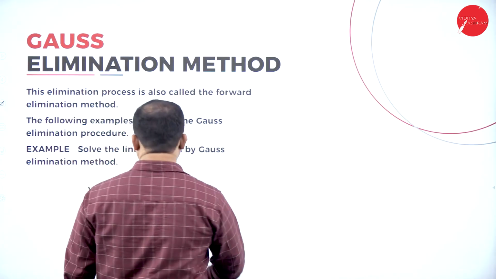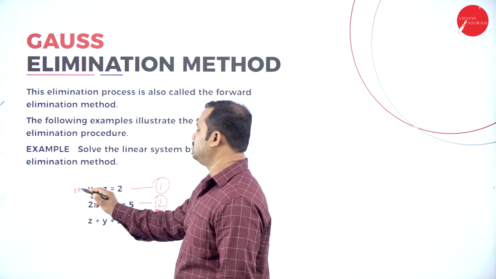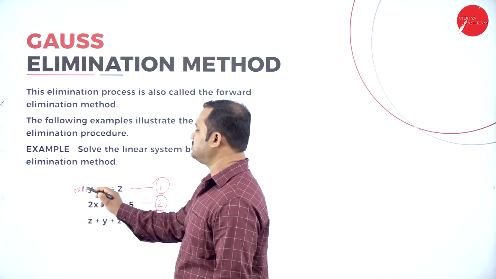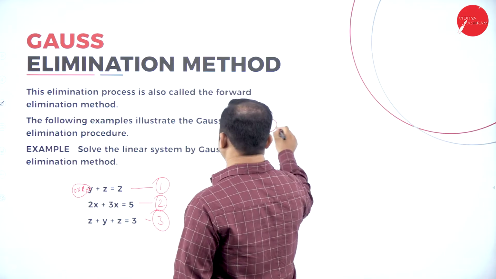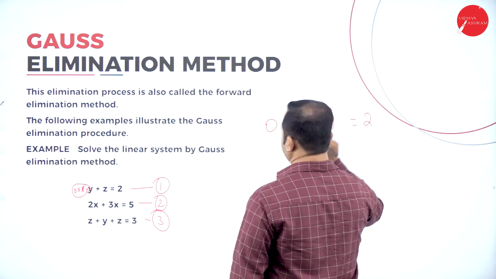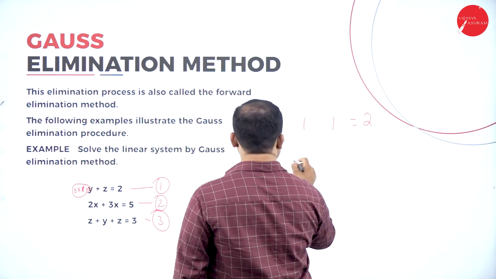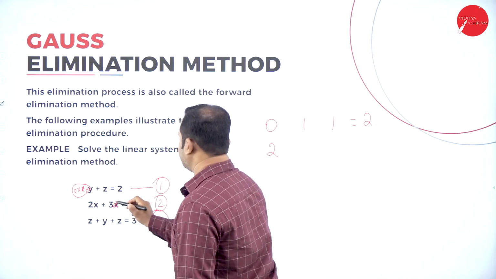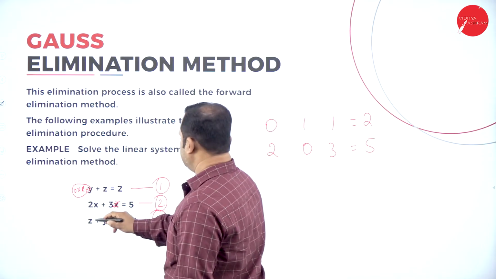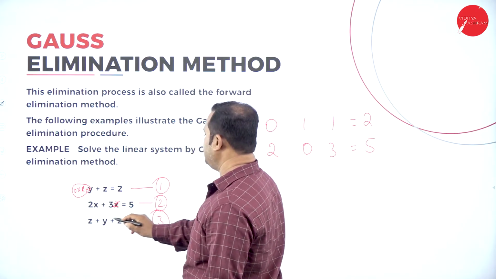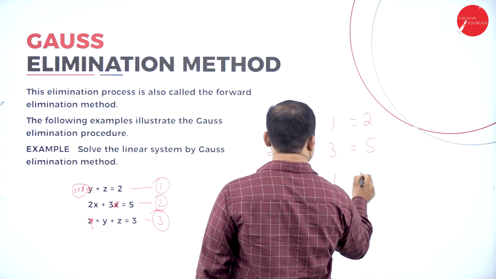In this case, if you observe, there is a zero value in the x term, that is 0 into x. That means there is nothing here. If there is nothing, what happens? How can I write this? 0, 1, 1 equal to 2. 2, it is z. Please note that it is z. 2, 0, 3 is equal to 5. x, y, z is equal to 3. This is x. So we have 1, 1, 1 equal to 3.